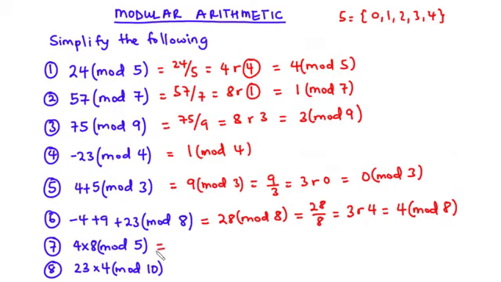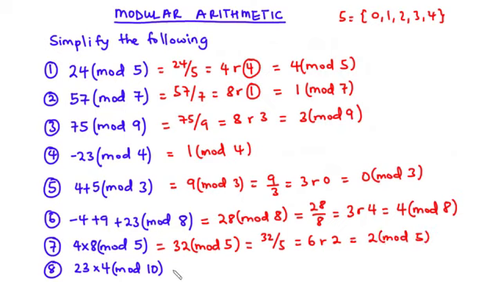We have 4 times 8 modulo 5. Now for this case, we are going to treat this like how we treated question 6 and then question 5. So we are going to multiply 4 by 8 and then we have 32. So this becomes 32 mod 5. To simplify this, we are going to divide 32 by 5. 5 times 6 gives 30. So we have 6 and then 32 minus 30, we have 2. So remainder 2. Now this is equal to 2 mod 5.